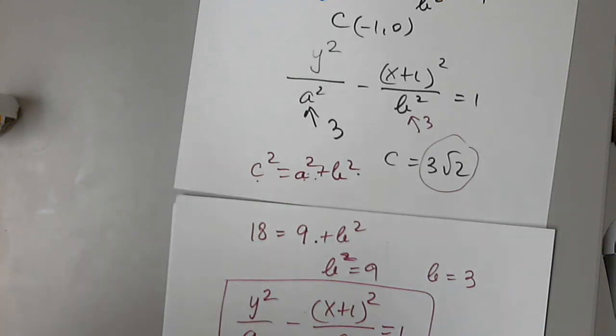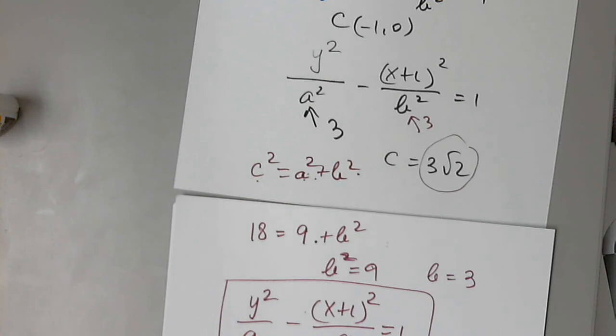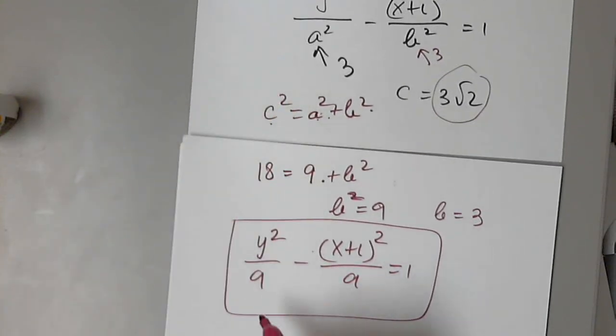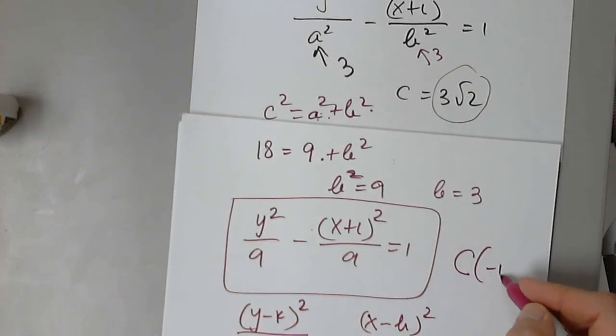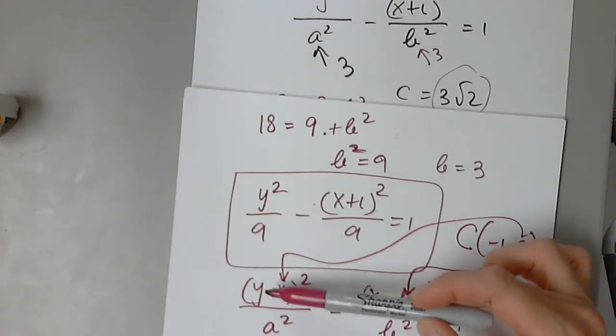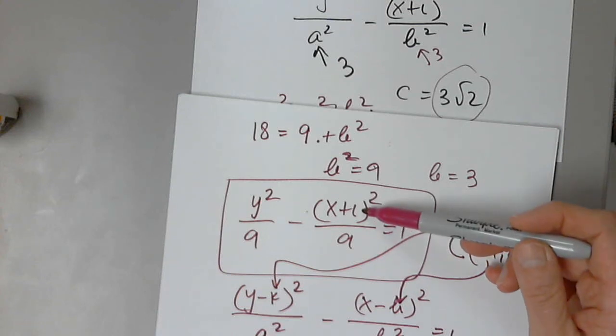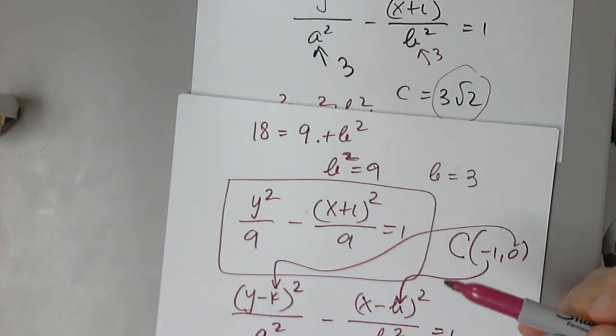Yes, please. So, if we put b squared under x plus 1, because the center is -1, 0, wherever the negative sign is, we have to put b with that. So the general formula is (y minus k) squared over a squared minus (x minus h) squared divided by b squared equals 1. If the center is -1, 0, I get y minus 0, which is y squared over 9. I get x minus -1, which is x plus 1 squared, divided by 9. Is that what you are asking?